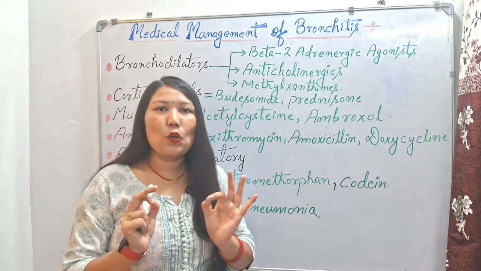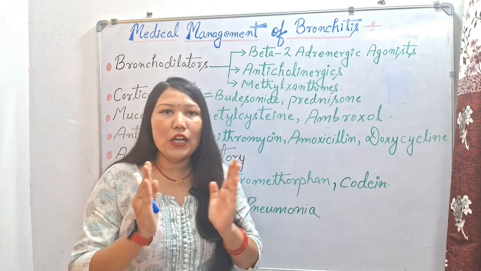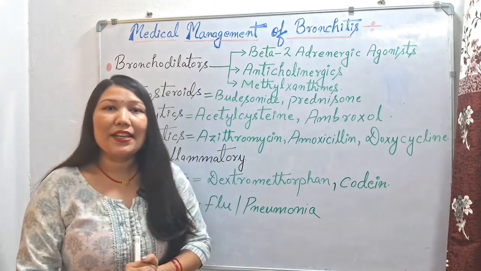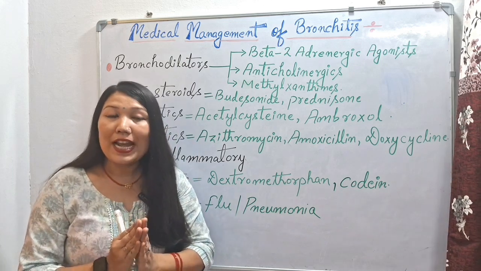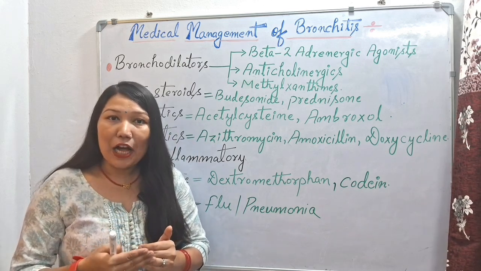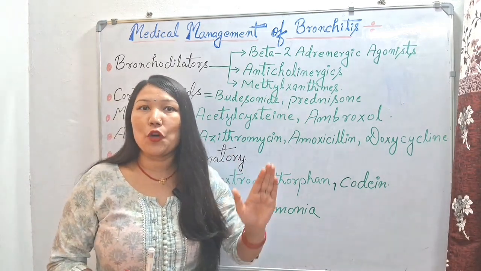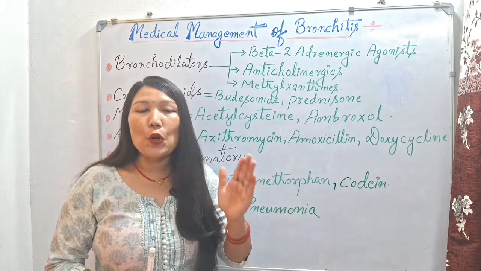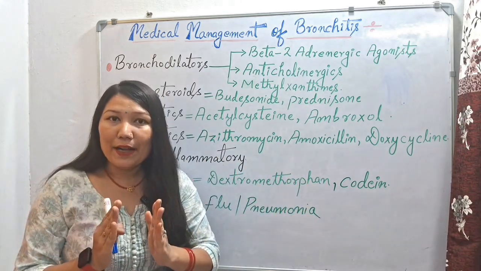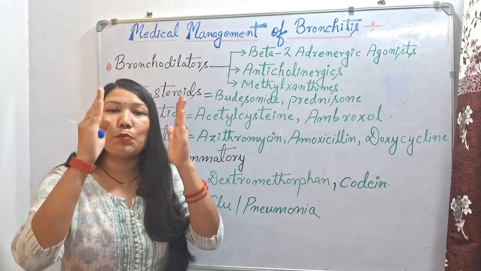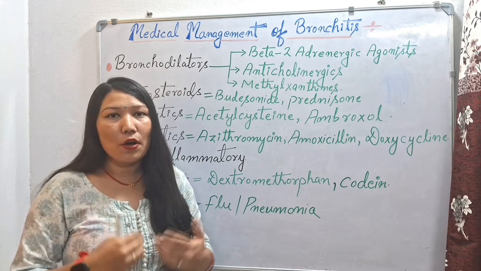Next we have anticholinergic drugs. These anticholinergic drugs will inhibit or stop the action of acetylcholine, because acetylcholine is doing the contraction in the smooth muscles of bronchi and bronchioles, and it is also increasing the mucus production there. So by giving anticholinergic drugs, we are stopping the action of acetylcholine, which is a neurotransmitter, by which the diameter of the bronchi and bronchioles will get widened and the smooth muscles will get relaxed, and there is less production of mucus or phlegm.